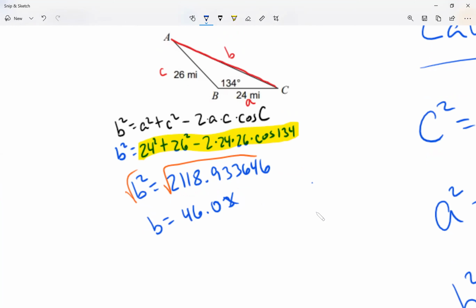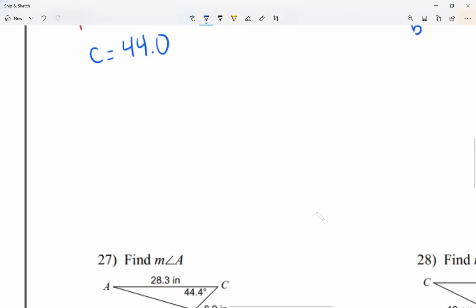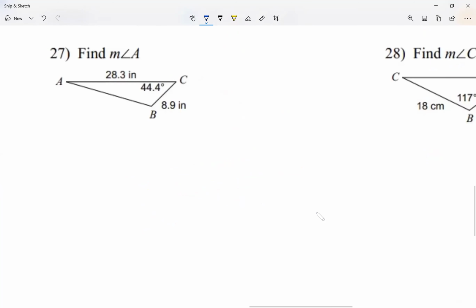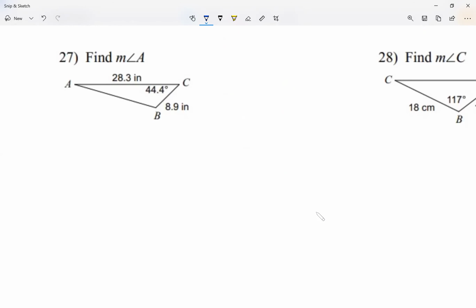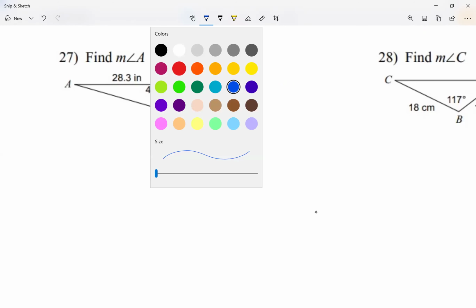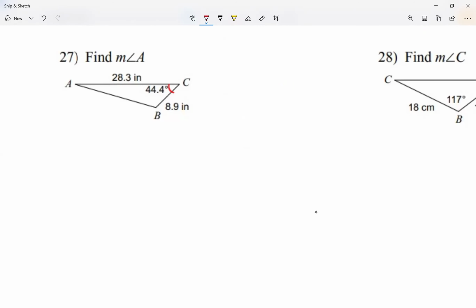Not bad. All right, let's take a look at question 27. I'm solving for an angle here. Okay, let me see, what do I have? I have angle C. I have side A and side B.